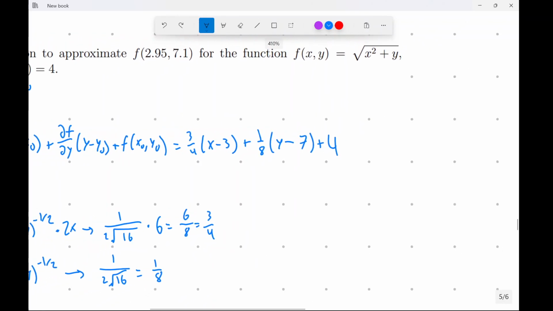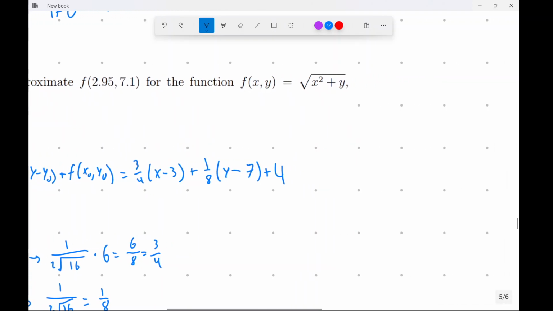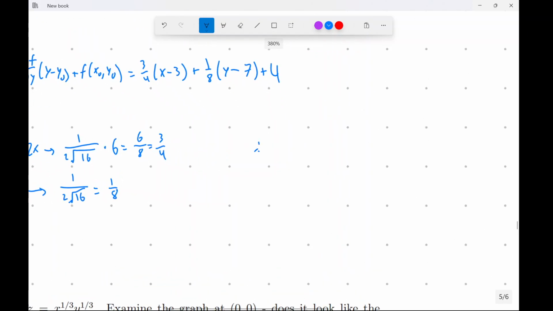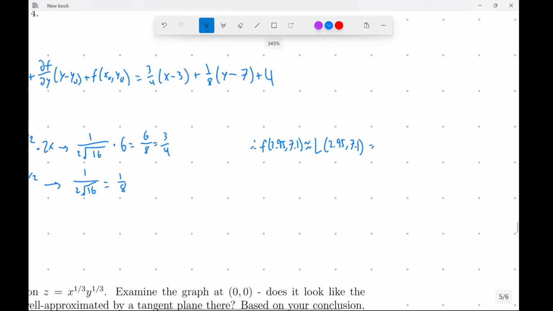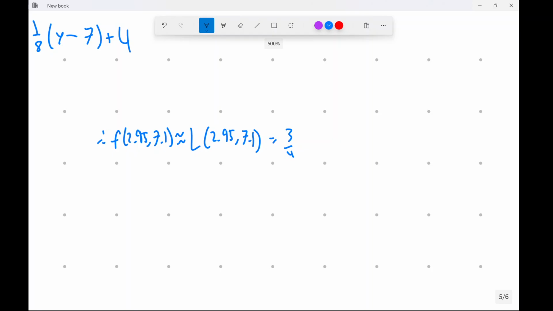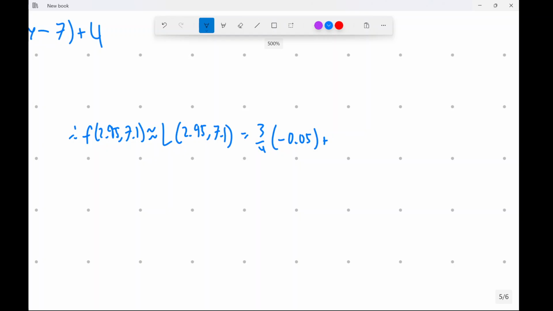Okay, and now it wants me to approximate this value of the function, f of 2.95, 7.1. So I will say f of 2.95, 7.1 is approximately equal to the linearization of f evaluated at 2.95, 7.1, which is 3/4 times negative 0.05, plus 1/8 times 0.1, plus 4.